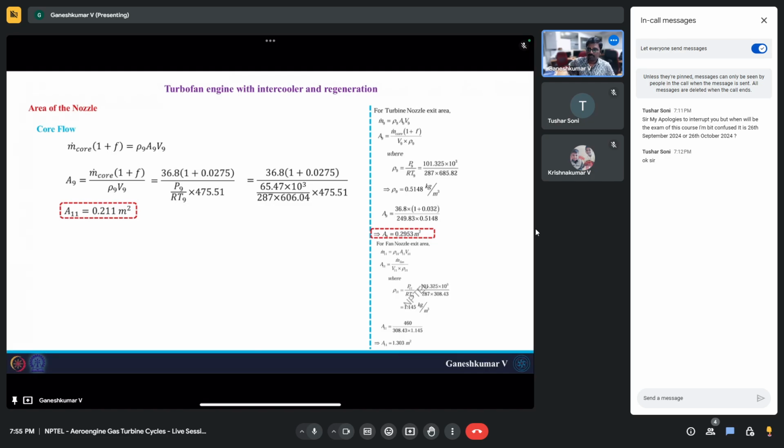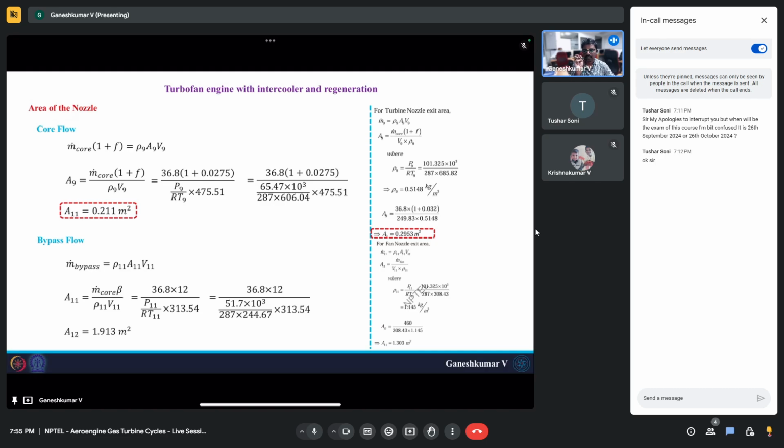All right, so now similarly we can find it for the bypass flow. Your station numbering is 11, so rho 11, A11, V11 gives your mass flow rate of the bypass stream, and you can substitute these numbers also, and you will end up having the area to be 1.913 square meters.